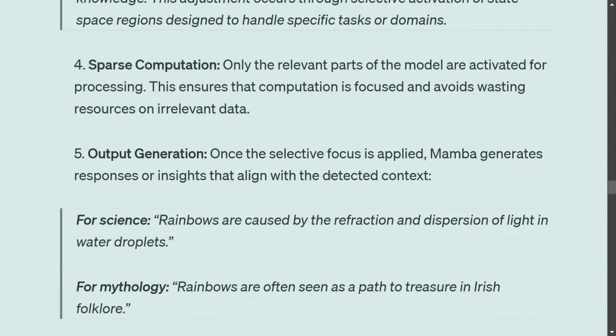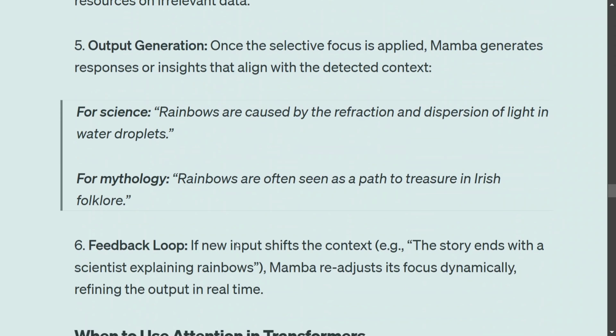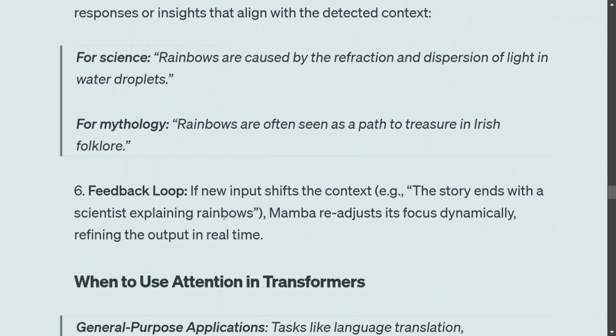Output generation: once the selective focus is applied, Mamba generates responses. Feedback loop: if new input shifts the context, Mamba readjusts its focus dynamically. So eventually it might be the case that initially the text talks about rainbows in terms of science, and eventually it turns into mythology. Hence it has that particular adjustment where it can dynamically shift its focus.